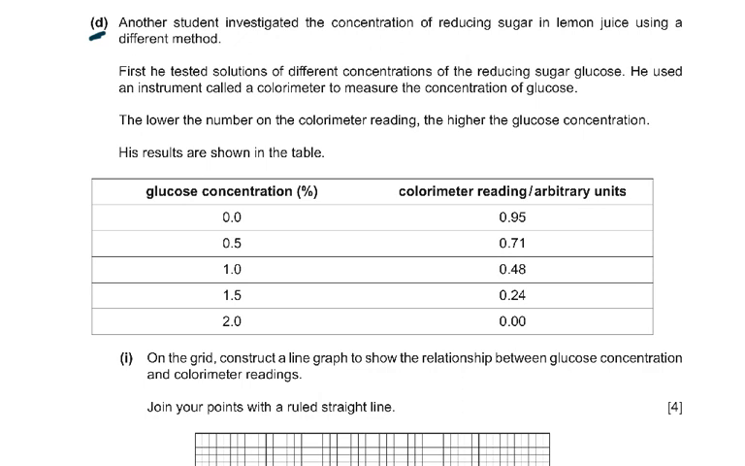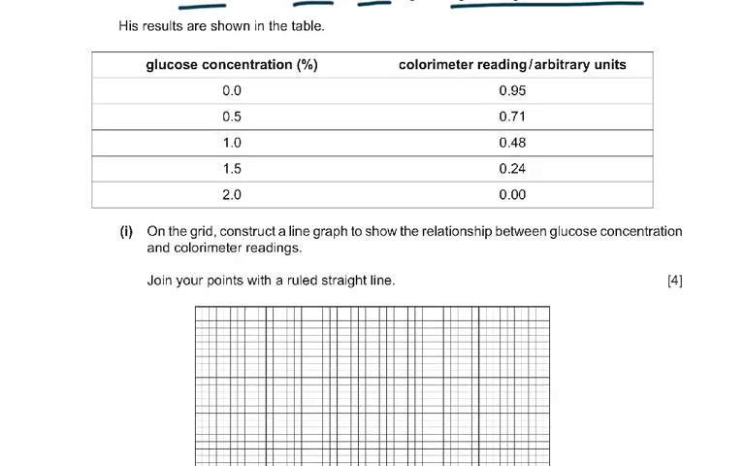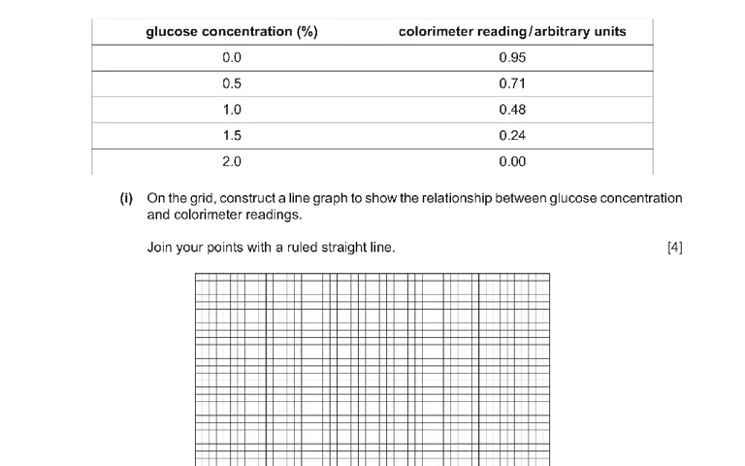Part D of the question: another student investigated the concentration of reducing sugar in lemon juice using a different method. First, he tested solutions of different concentrations of reducing sugar glucose. He used an instrument called a calorimeter to measure the concentration of glucose. The lower the number on the calorimeter reading, the higher the glucose concentration. His results are shown in the table: glucose concentration in percentage and calorimeter reading in arbitrary units. On the grid, construct a line graph to show the relationship between glucose concentration and calorimeter readings. Join your points with a ruled straight line.